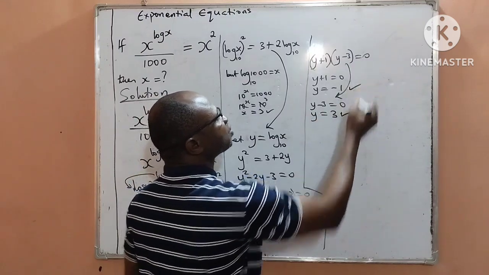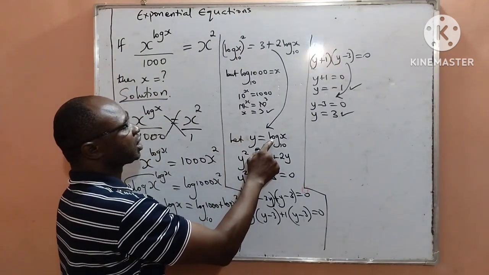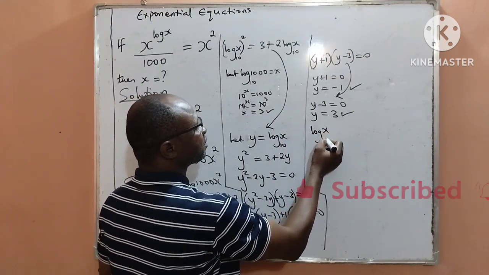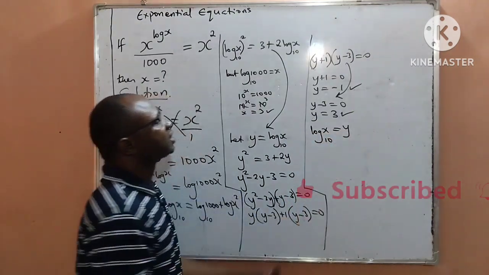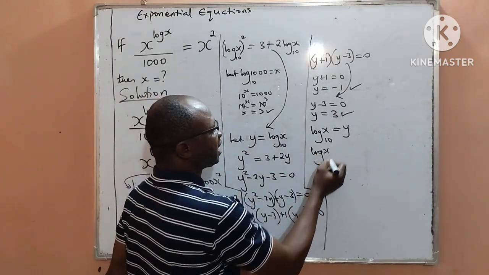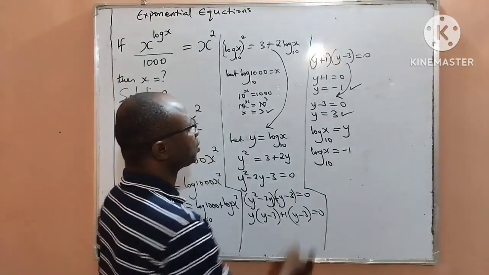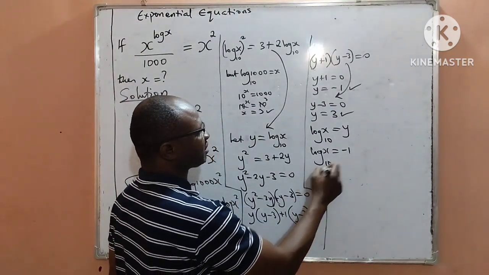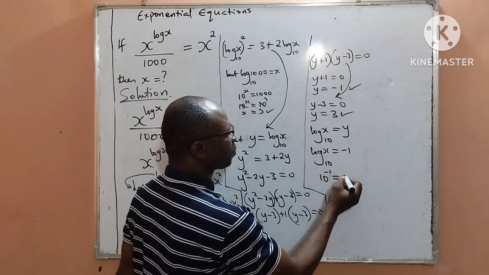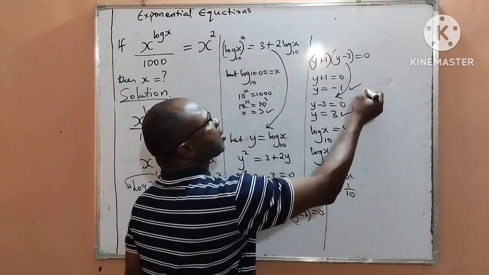So I have gotten two values of y. But remember, from here we say let y be equal to log x base 10. Therefore I can write log x base 10 equal to y. So replacing y with minus 1, I will have log x base 10 is equal to negative 1. So solving from here, you can see that 10 raised to the power negative 1 is equal to x, meaning that x here is equal to 1 over 10.